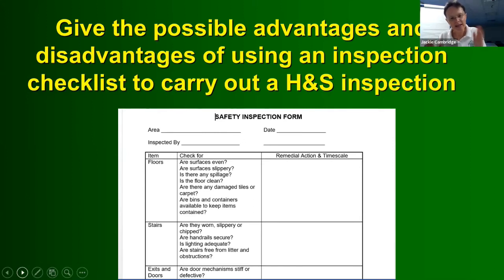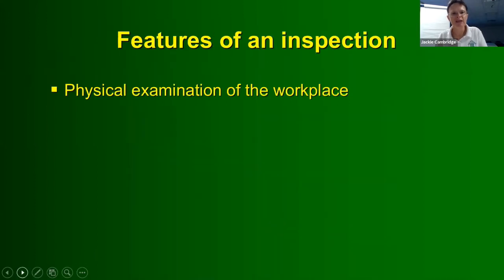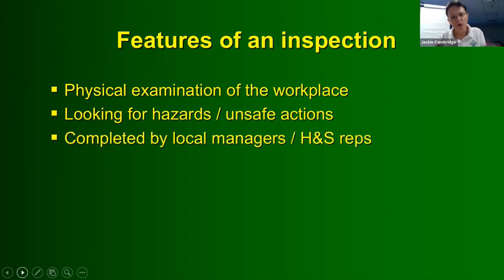But in the right place, they can be useful because they are a means of checking how effective our health and safety arrangements are. So an inspection is a physical examination of the workplace. You're looking for hazards, but also potentially unsafe actions of people. It might be completed by local managers, employees, or, remember, your trade union safety reps. Health and safety reps do have the right to do workplace inspections. They don't have the right to do risk assessments, but they do have the right to do workplace inspections.